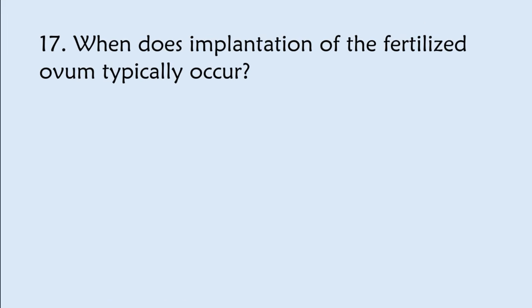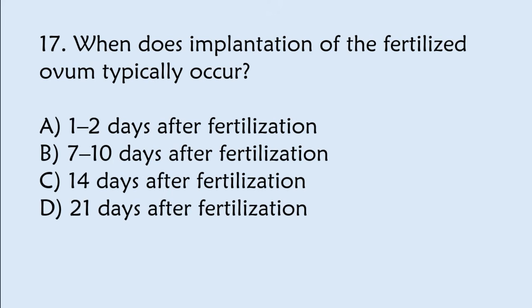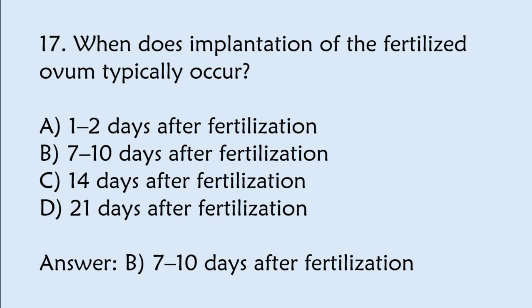When does implantation of the fertilized ovum typically occur? 1 to 2 days, 7 to 10 days, 14 days, 21 days. Correct answer is option B, 7 to 10 days after fertilization.